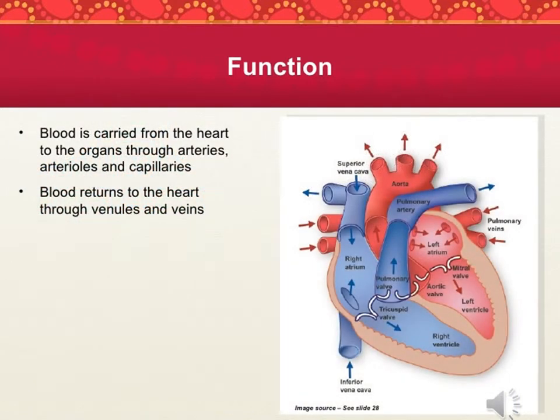Next one is the blood carried from the heart to the organs through arteries, arterioles and capillaries. These arteries, arterioles and capillaries, all these are called blood vessels. And also blood returns to the heart through the venules and veins. So students, arteries, veins and capillaries, these all are blood vessels by which our blood flows in our body.